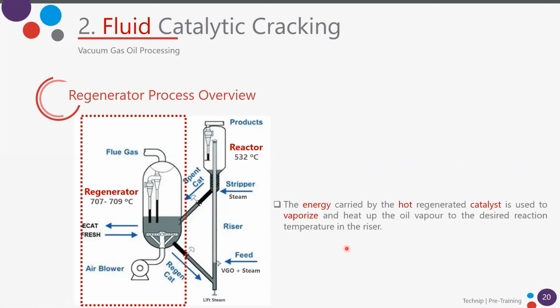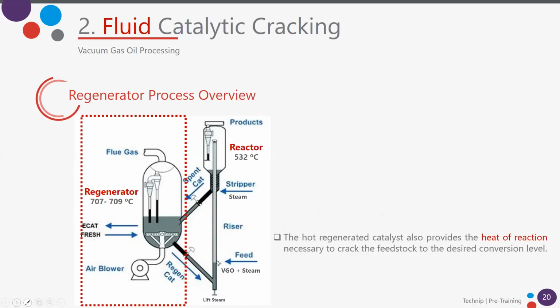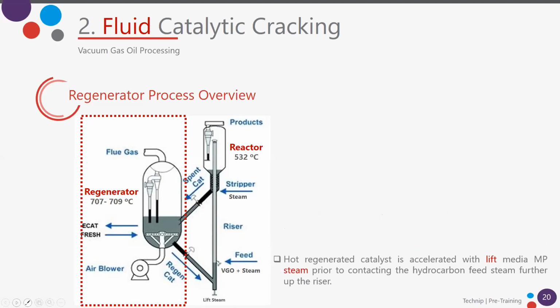The energy carried by the hot catalyst is used to vaporize and heat up the oil vapor to the desired reaction temperature in the riser. And the hot regenerated catalyst also provides the heat of reaction necessary to crack the feedstock to the desired conversion level. We will see later the definition of conversion. So the hot regenerated catalyst is accelerated with this lift steam before contacting the feedstock.